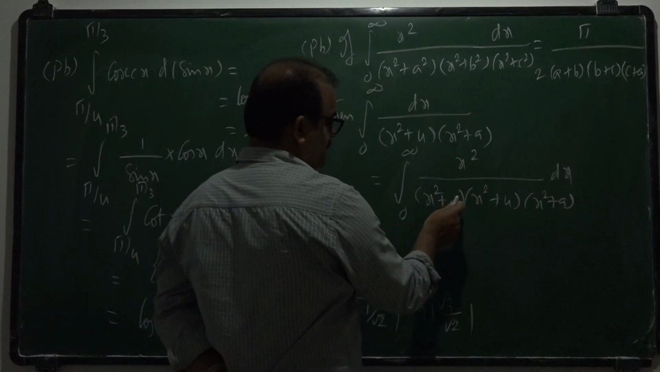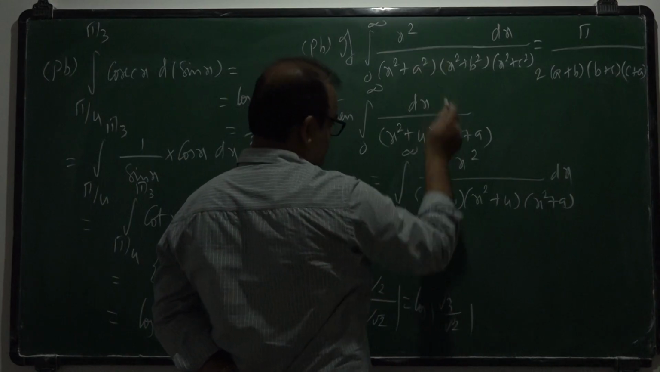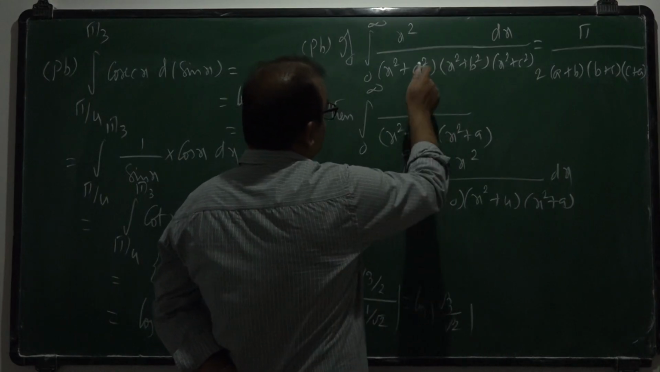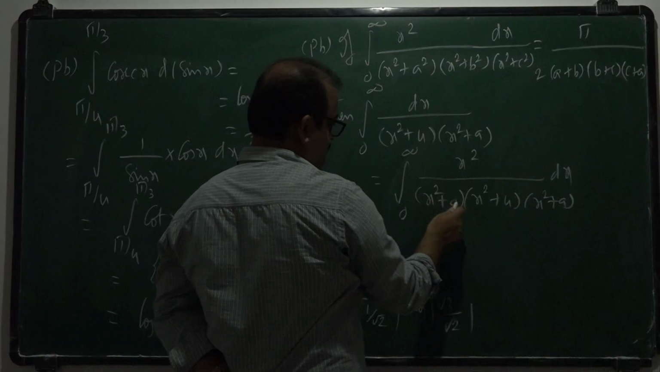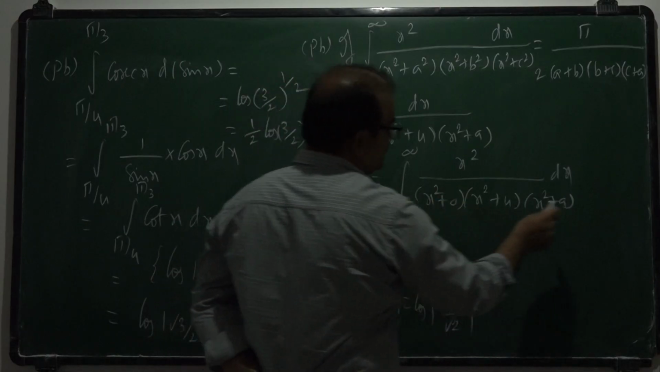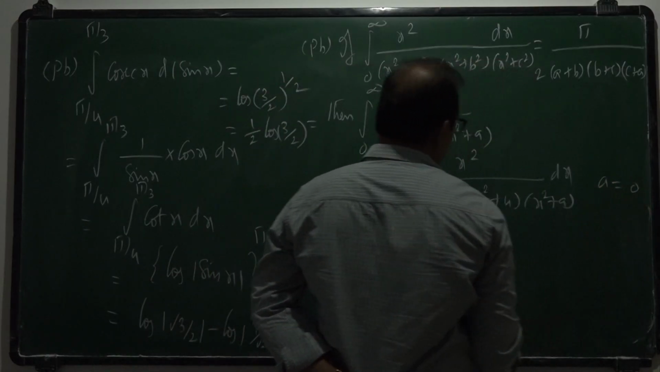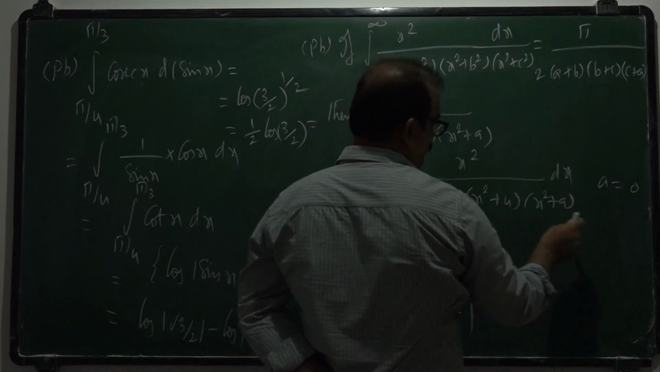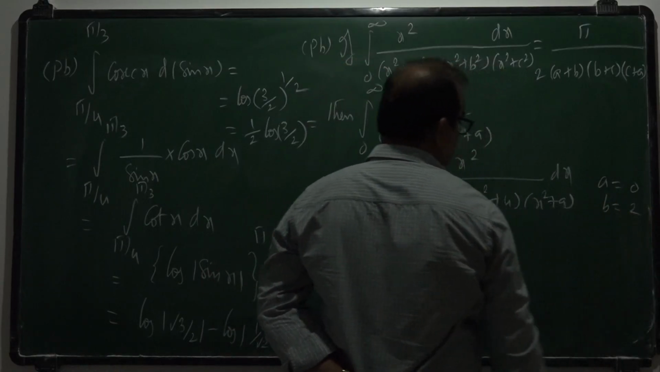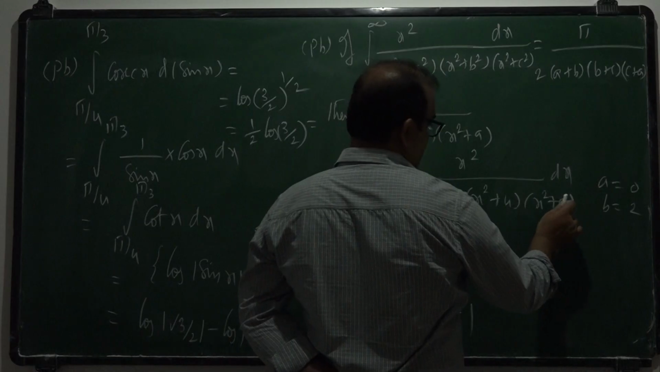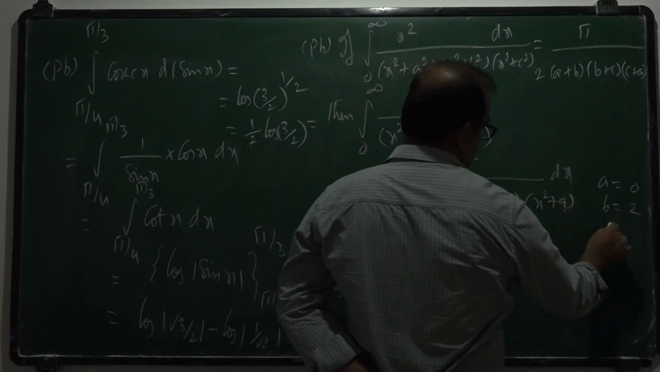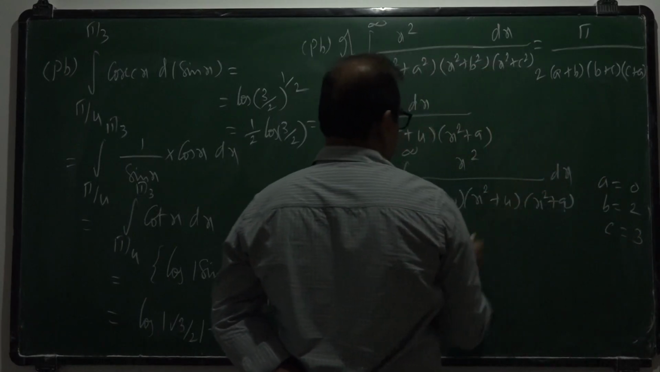Now compare this integration with the formula. What is the value of a? A square is equal to 0, so a is equal to 0. B square is equal to 4, so b is equal to 2. 9 is taken as 3 square, so c is equal to 3.